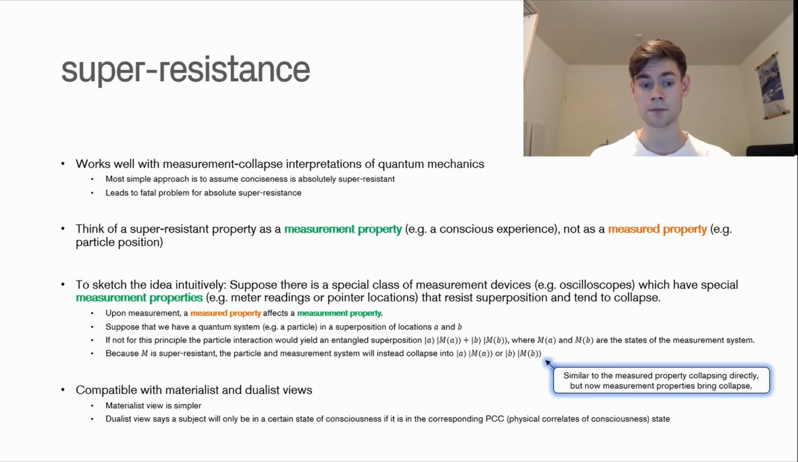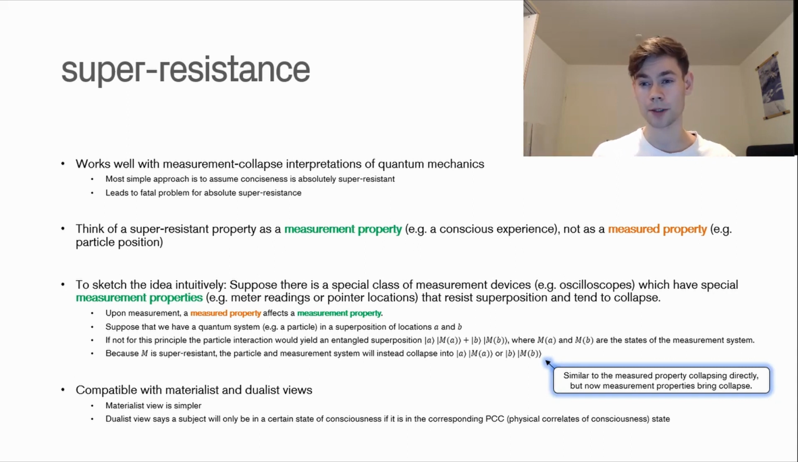So this seems good, and it's also compatible with both materialist and dualist views. The materialist view would be simpler here. You would just say that these dials fall into place or resist the superposition and therefore keep to their specific places. The dualist view, on the contrary, would say that the subject will only be in a certain state of consciousness if it is in the corresponding physical correlates of consciousness.